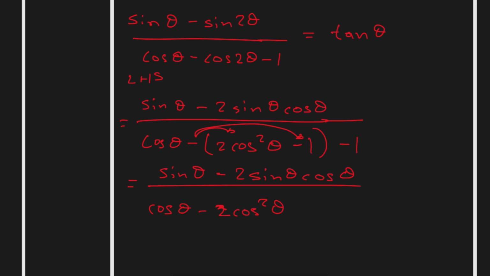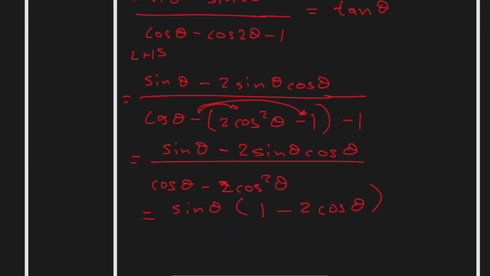So now, you see at the top, we can take out a common factor. And also at the bottom, we can take out a common factor. So this is what we're going to do. At the top, you can see the common factor is sine of theta. So we take out sine of theta as a common factor. If we take it out, we're going to get what? 1 minus 2 cos of theta. Then we also do the very same thing at the bottom. We take out cos as a common factor, and what we get is 1 minus 2 cos of theta.